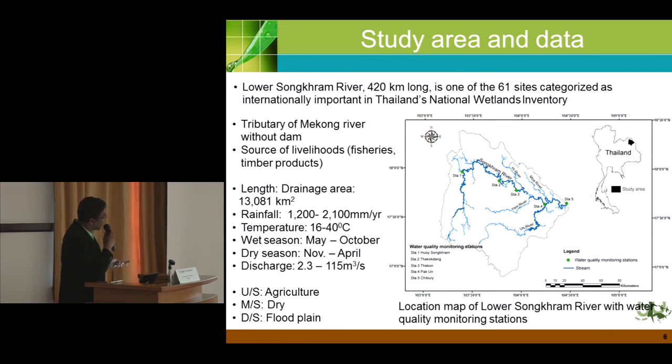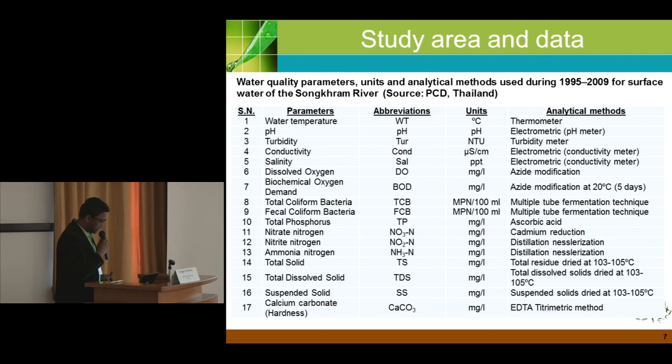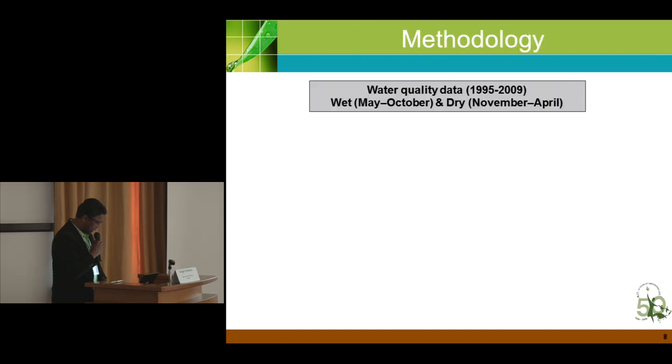And basically there are five stations. You can see from the upstream to the downstream, the government of Thailand, which is the Pollution Control Department, is monitoring. These are the number of water quality variables and the analytical methods used by the Pollution Control Department of Thailand. And the data set we obtained consists of 15 years of data from 1995 to 2005. So it is almost about 1,000 observation points.